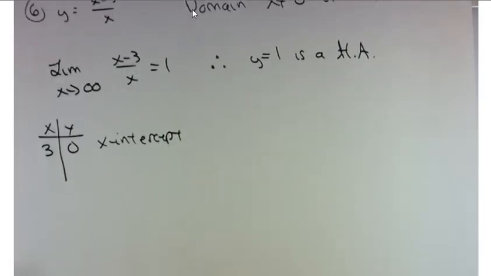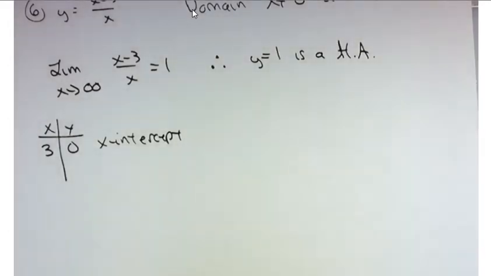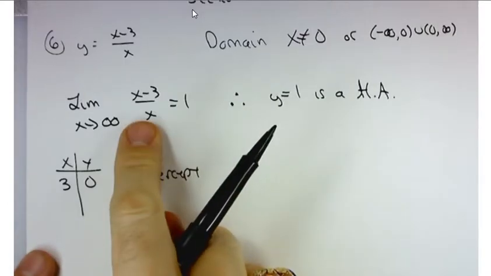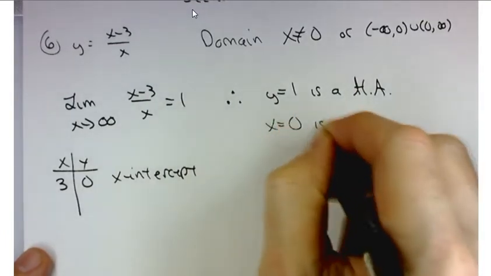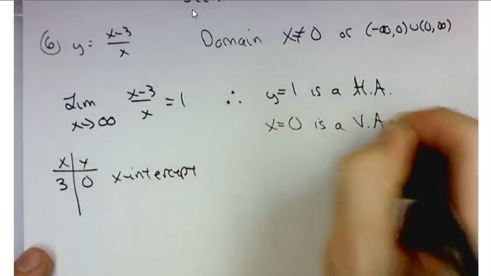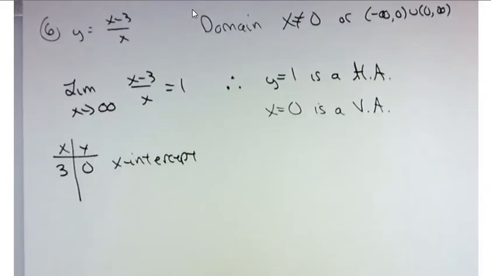Good. Is there anything else that you can just see based on the graph, or based on the form of the equation? All right, good. There's a vertical asymptote, right? Where's the vertical asymptote? x equals 0. Where the denominator equals 0, you're going to have a vertical asymptote. So x equals 0 is a vertical asymptote. Nice. So our graph is coming together pretty nicely.